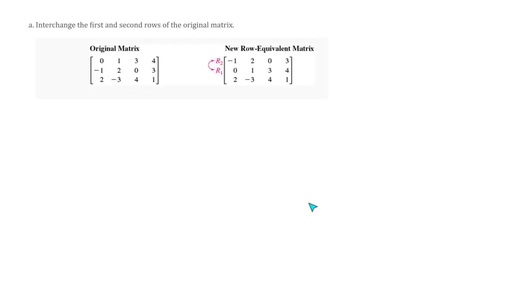So we're going to practice some of these. It says interchange the first and second rows of the original matrix. And so if you notice, they just want us to switch row 1 with row 2. So if we do that, then we end up with -1, 2, 0, and 3, 0, 1, 3, 4. And then the last row, we didn't do anything to it, so we just write it out.